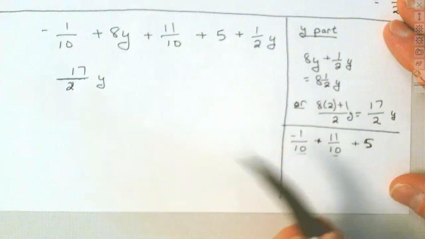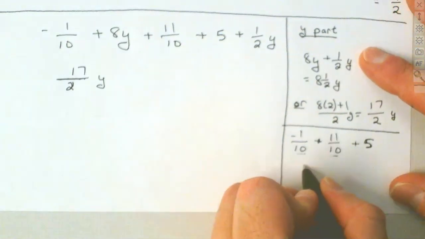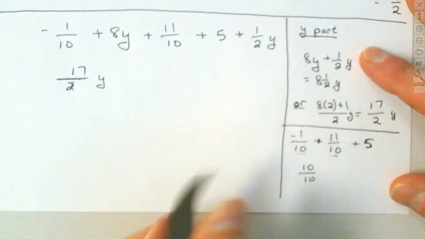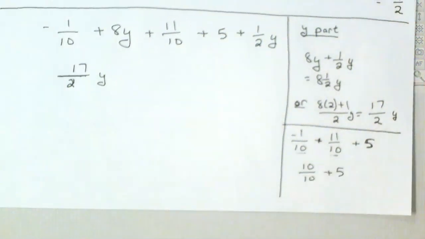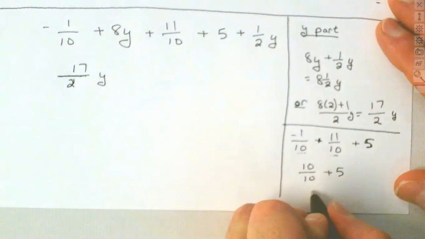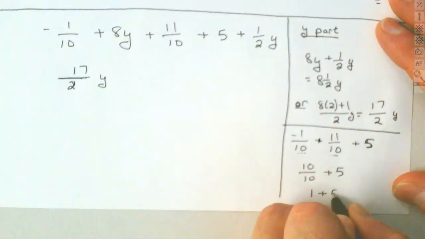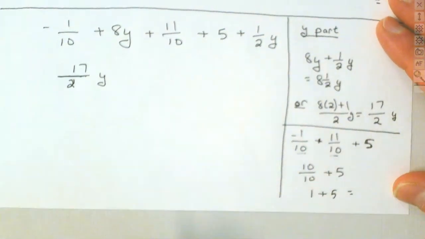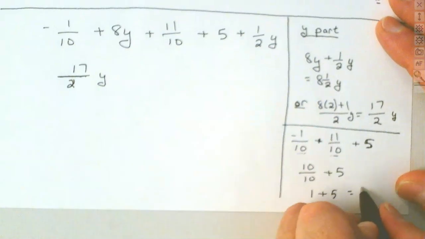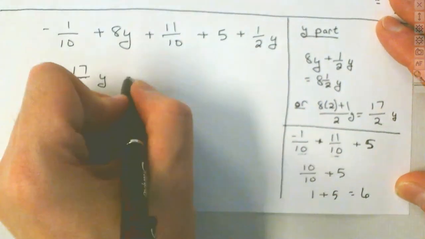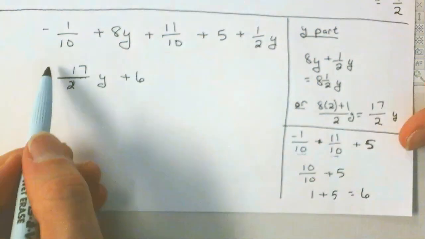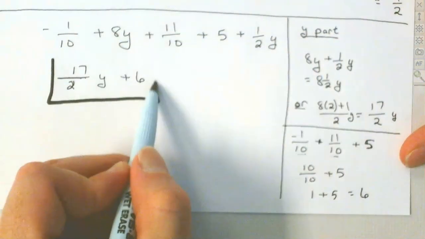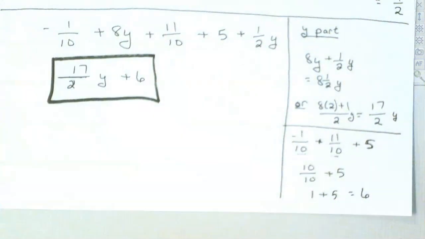What's minus 1 plus 11? 10, and that's 10/10. Right, plus 5. Now, what do we know about 10/10? 10/10 reduces down to a 1, and now we can combine these together because 1 plus 5 makes it a what? 6. That's going to be our final finished answer.